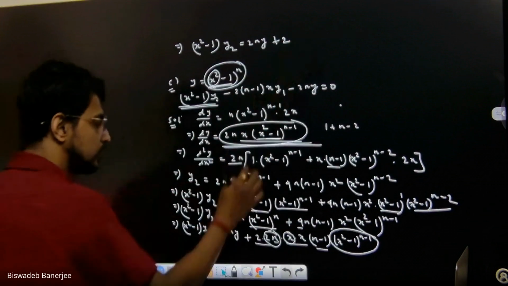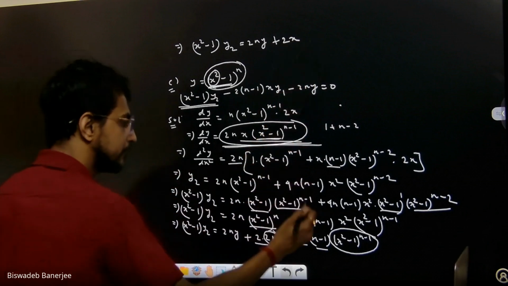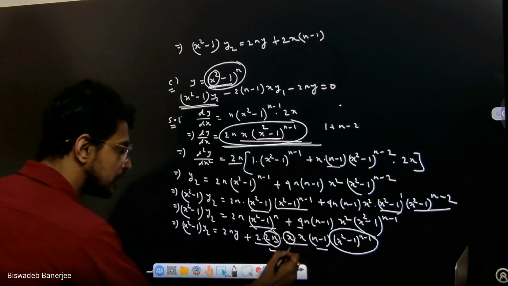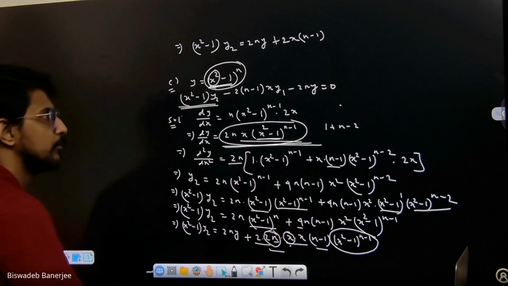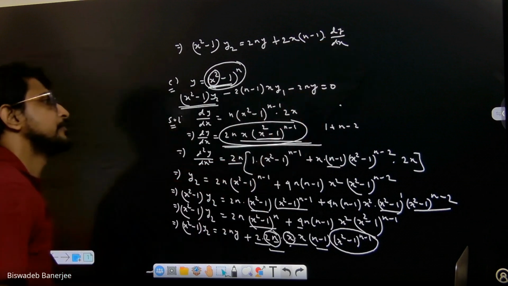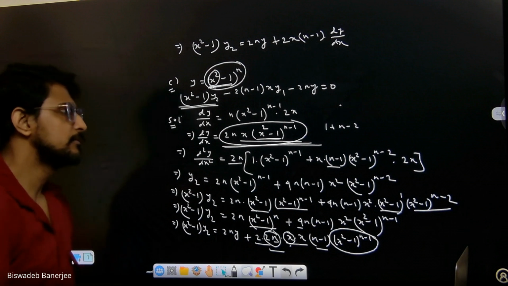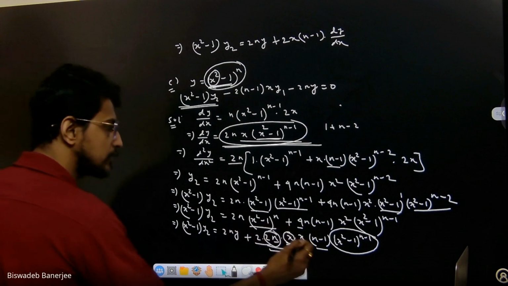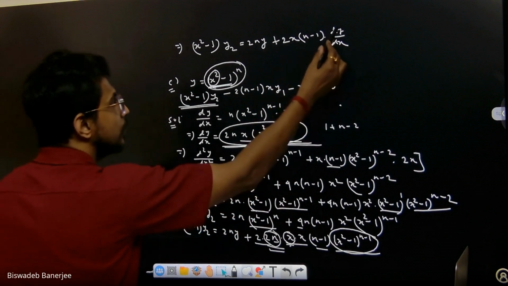So this 2 remains as it is, this x remains as it is, this n minus 1 remains as it is. And this portion, 2nx into x square minus 1 to the power n minus 1, this entire portion gives us dy by dx, right? You can easily find this, because there is this 2n, this x, and x square minus 1 to the power n minus 1. This entire part gives you dy by dx.